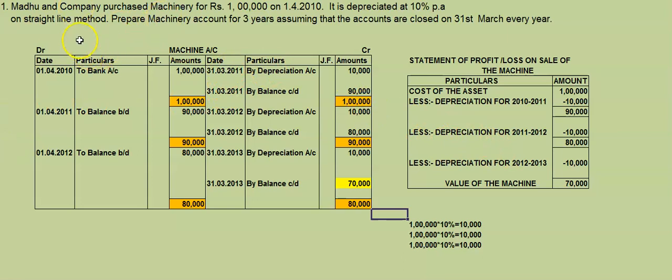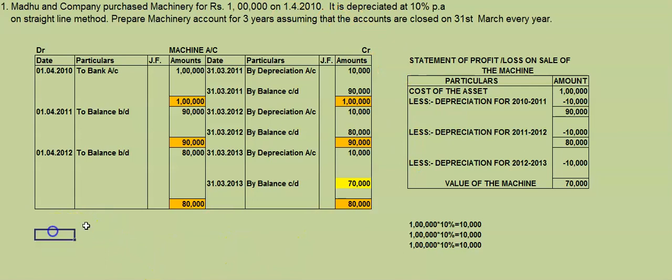First, whenever you start the problem, read the problem carefully. What is given in the question? Cost of the asset is 1 lakh. Rate of depreciation is 10%. What is the method we are following? Straight line method. How many years do you have to show the depreciation account? 3 years. And what year are we following? Financial year, that is April to March.